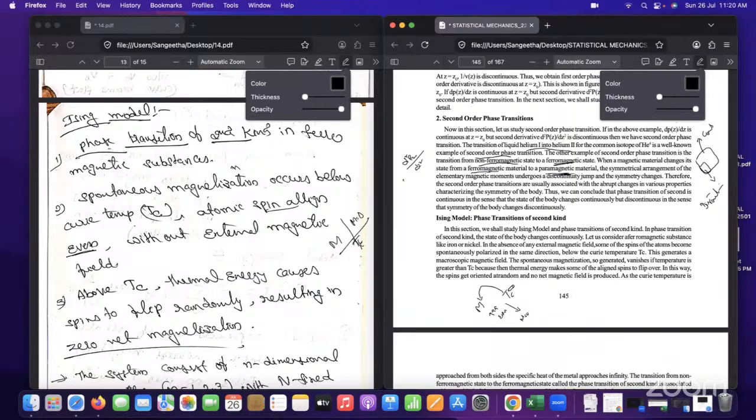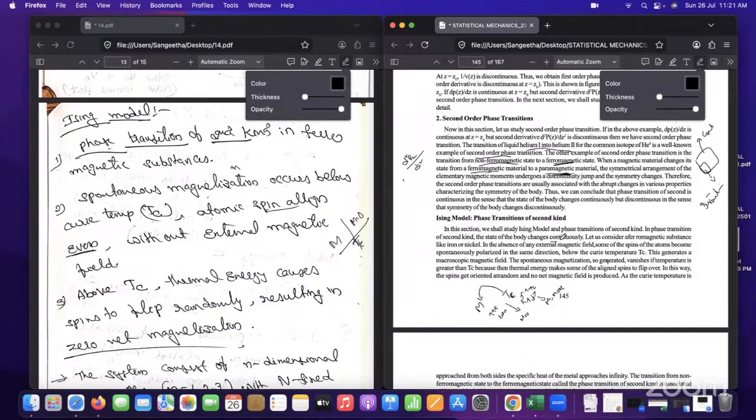When some external magnetic field is applied above Curie temperature, all the spins are randomly oriented. The spin directions change. All the spins are randomly oriented. At that time, the magnetization value is more. So this is about the Ising model or phase transition. Now we will see what is given in this.